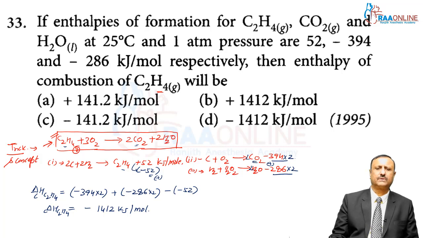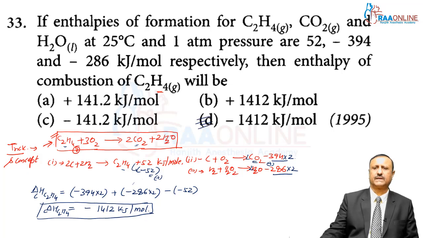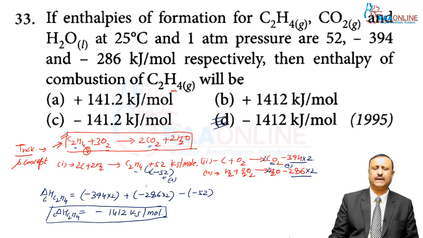It is not required to give all the equations and cancel them with each other, because in this crash course, in these NEET exams, the target is that you can get the answers in an easy way, with a trick applied, and you cannot expend time on these questions. Now we can see here question number 33, answer is minus 1412 kilojoule per mole. So my dear students, question number 33, answer is D.